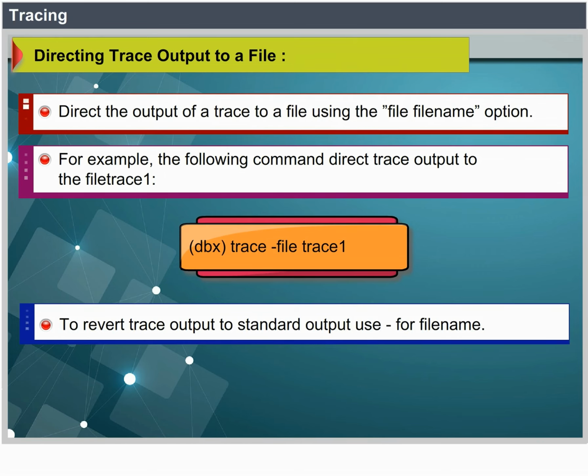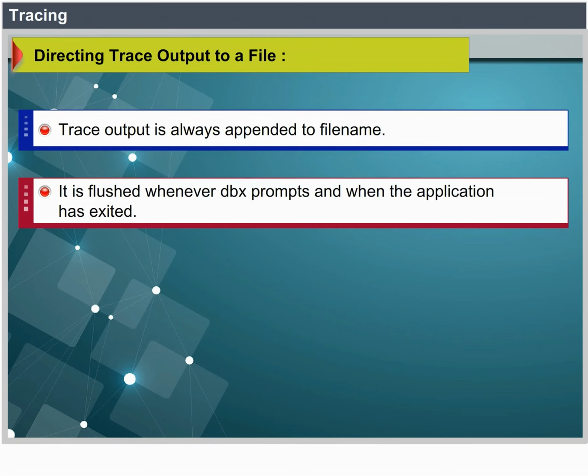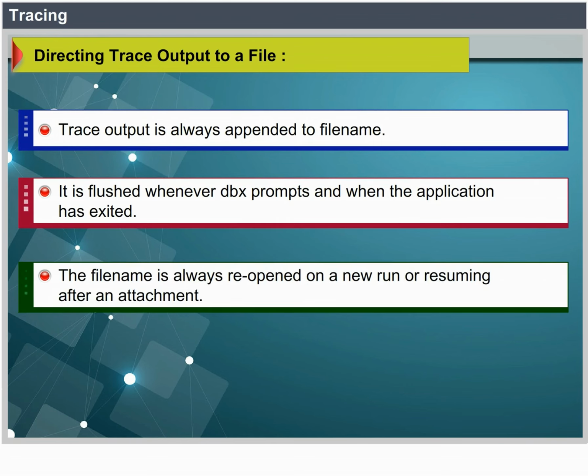Trace output is always appended to file name. It is flushed whenever dbx prompts and when the application has exited. The file name is always reopened on a new run or resumption after each attach.